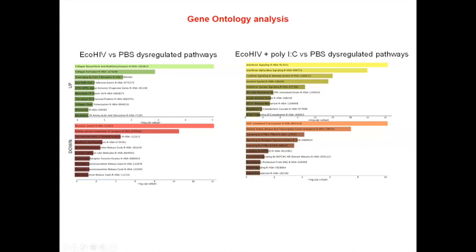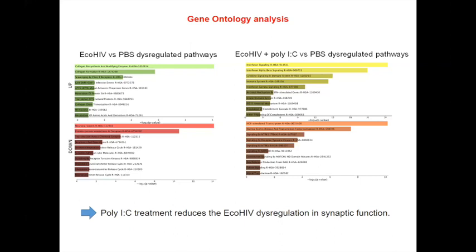When we look at eco-HIV alone versus controls and downregulated pathways, we see a very significant downregulation in neuronal function. I'm not sure if you can read the pathways, but almost all of them are implicated in neuronal function, like neuronal system interaction at the synapse, neurotransmitter release, and others. The important thing is that in the downregulated pathways in eco-HIV mice that received treatment, we don't have any of this downregulation in neuronal function. So we think that poly-IC treatment reduces the eco-HIV dysregulation in synaptic function.